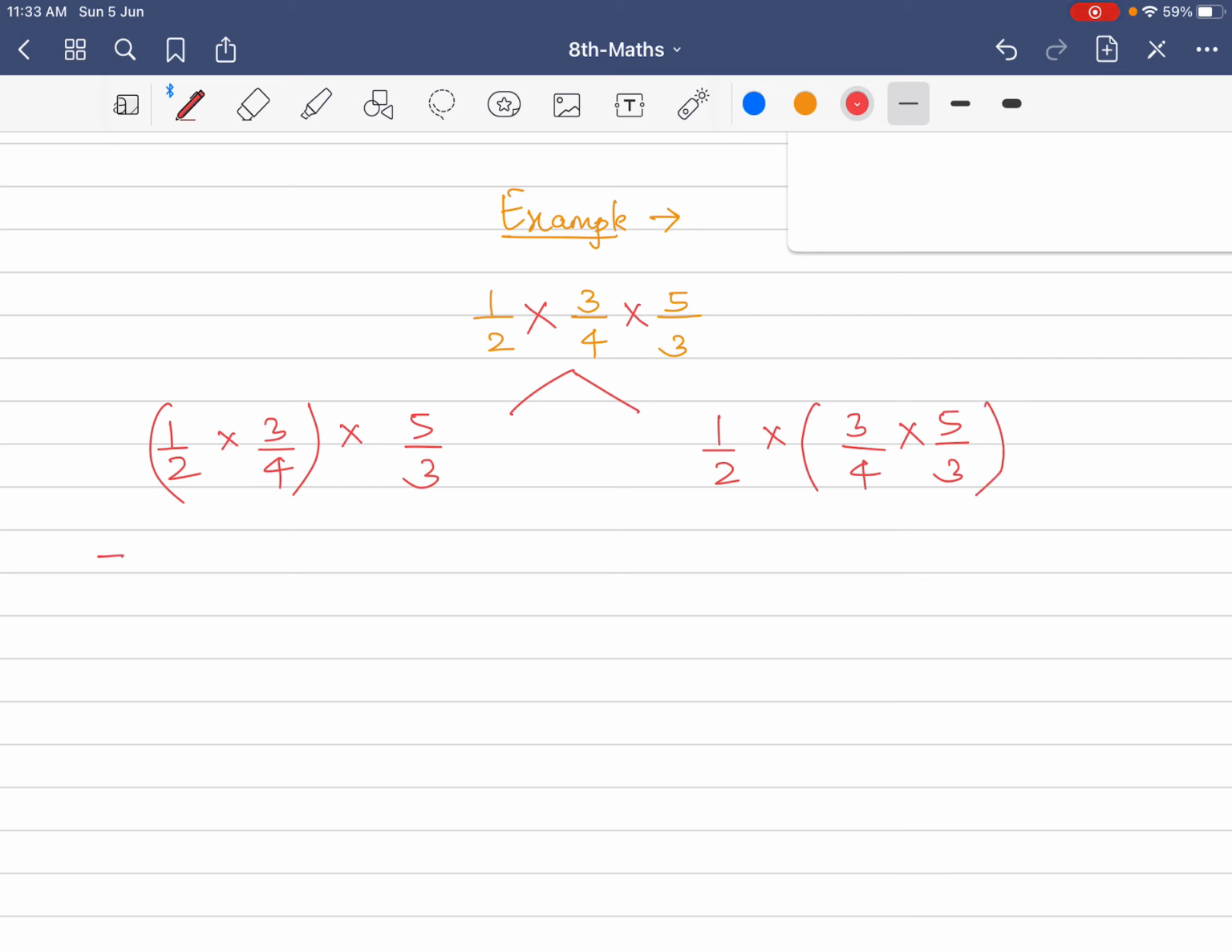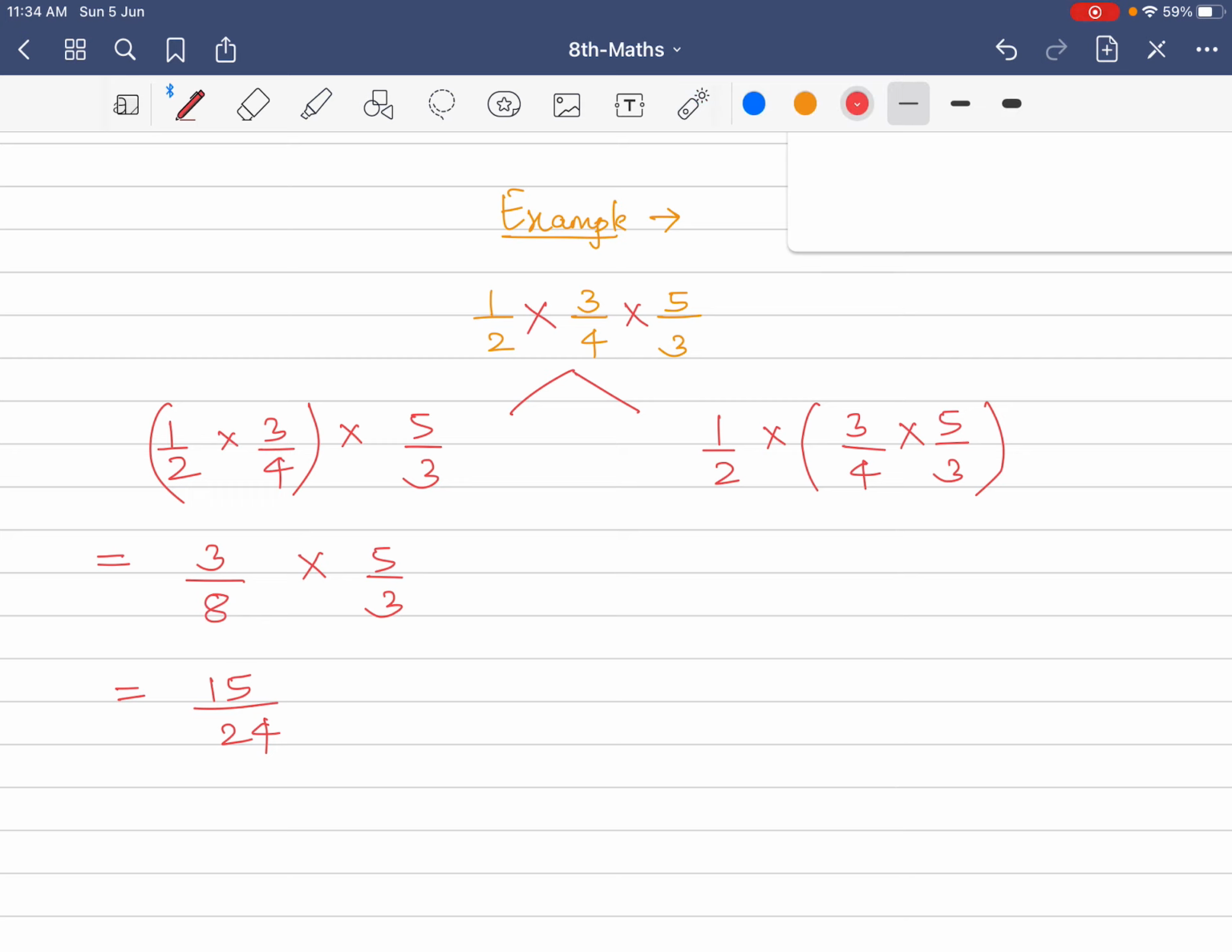Okay, so let's go with our left hand side. 1 by 2 into 3 by 4. As we know, in multiplication it's 1 into 3, so 1 into 3 is 3, and 2 into 4 is 8, into 5 by 3, and that is equal to 5 3s are 15 upon 8 3s are 24. The multiplication is very simple, very quick. We just multiply the numerators and the denominators. So the answer we get is 15 by 24.